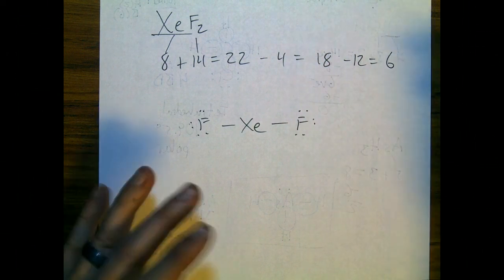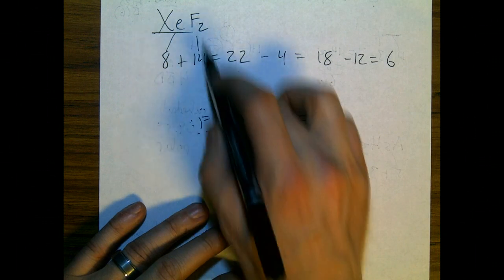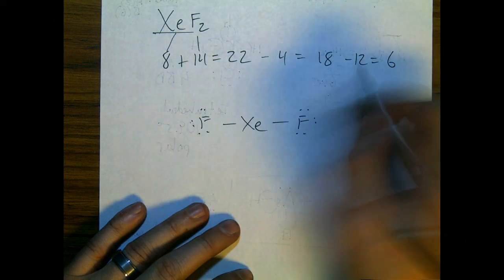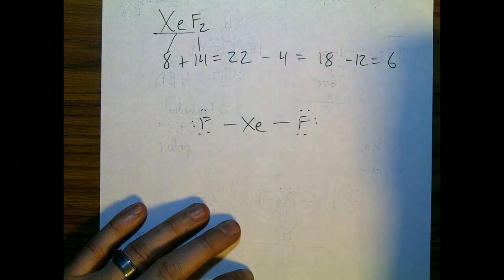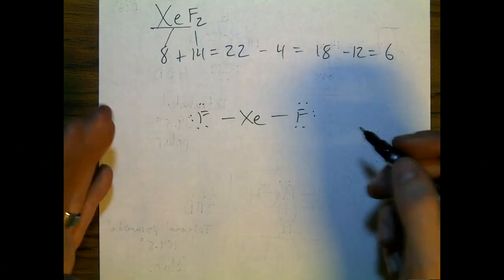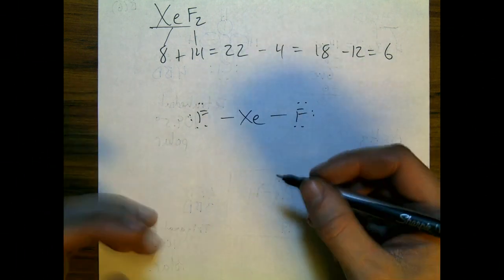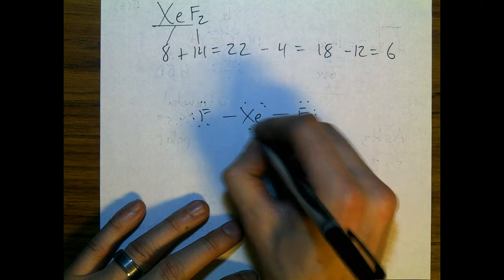Now, when you deal with these large numbers, it's always good to go back and double check your work. So that does have 8. That does indeed have 14 for those 2. That is indeed 22. Take away the 4 from my bonding. Yes, that's 18. Take away the 12 from these. I have 6 left. So where do I put them? Can't put them on the outside. Xenon is really low below the third period, so it can violate the octet rule. So here I go. 2, 4, 6.